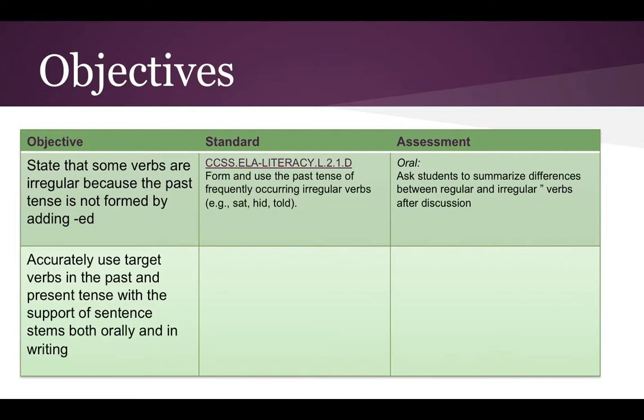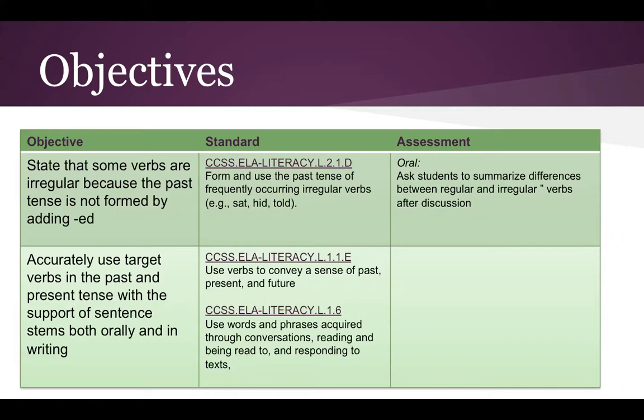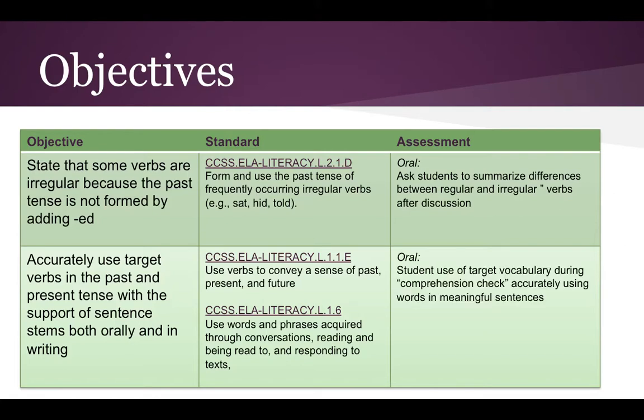The second objective was for students to be able to accurately use target verbs in the past and present tense with the support of sentence stems, both orally and in writing. This came from the Common Core standards to use verbs to convey a sense of time, as well as the standard to use words and phrases acquired through reading and being read to. And they were read a text in this lesson.